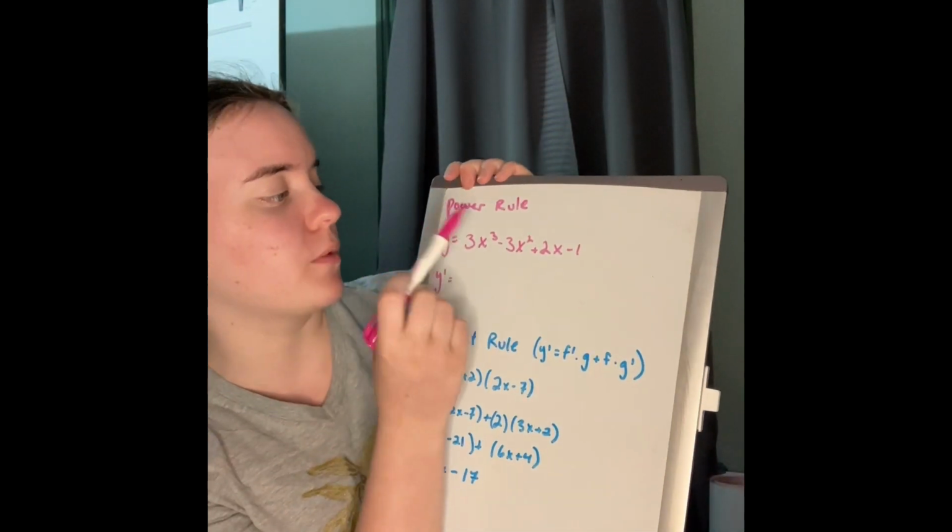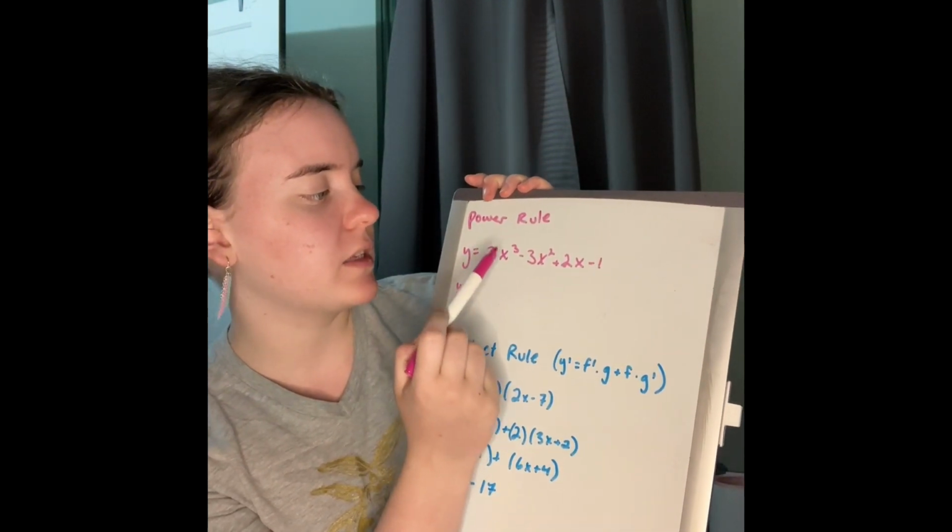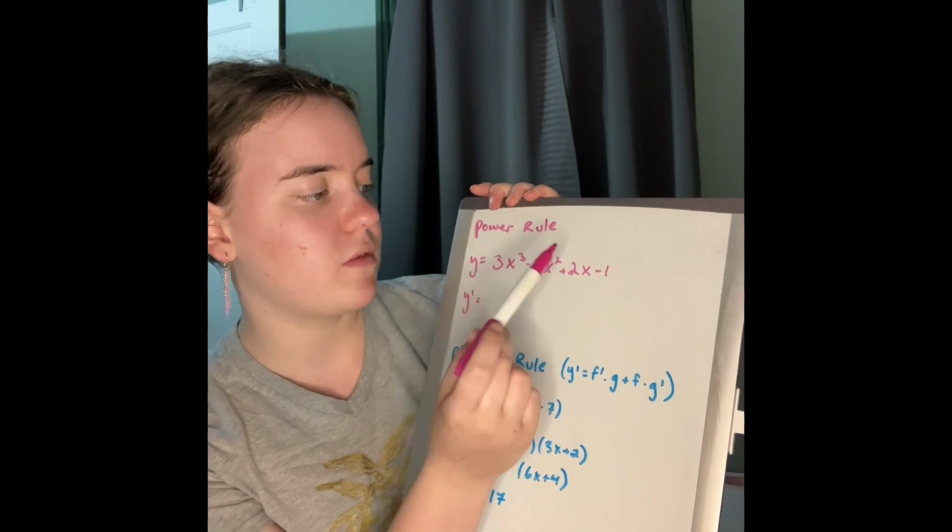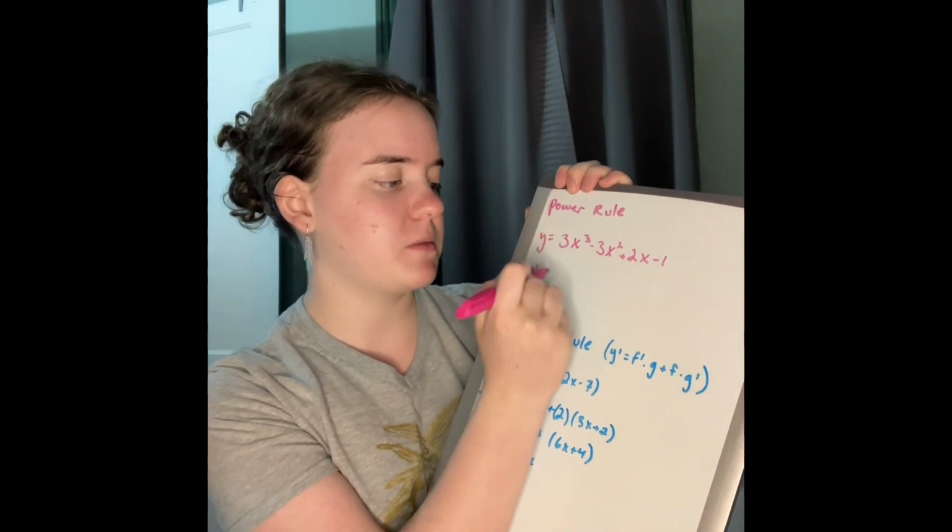Okay, here goes the start of Unit 2, polynomials and derivatives. And we have some rules to start off with. So power rule. So here's an example: 3x cubed minus 3x squared plus 2x minus 1. So we can go 3 times 3 is 9.